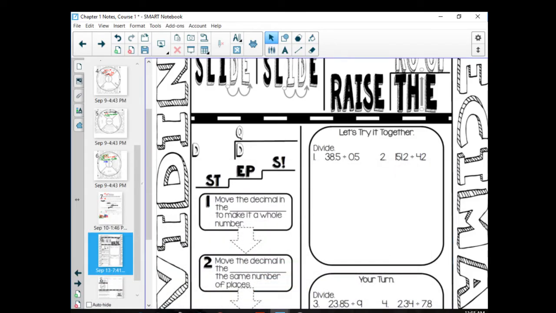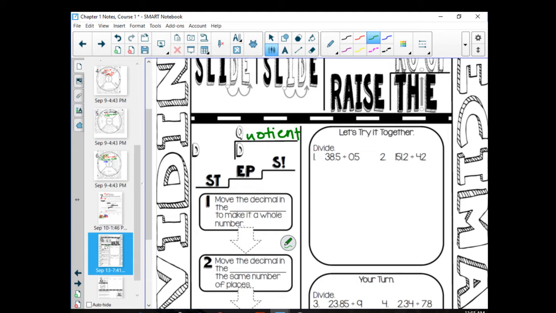Dividend, divisor, and quotient. Quotient we already know. Quotient is the answer, so the quotient is what goes on top of your house. This is where your answer is going to be found, at the top of your house. It's exactly the same notes you all have.